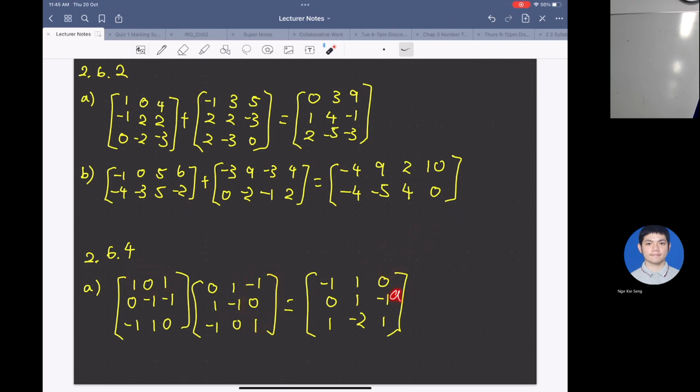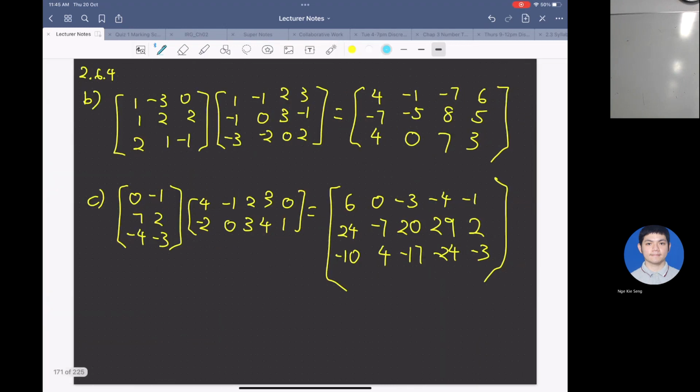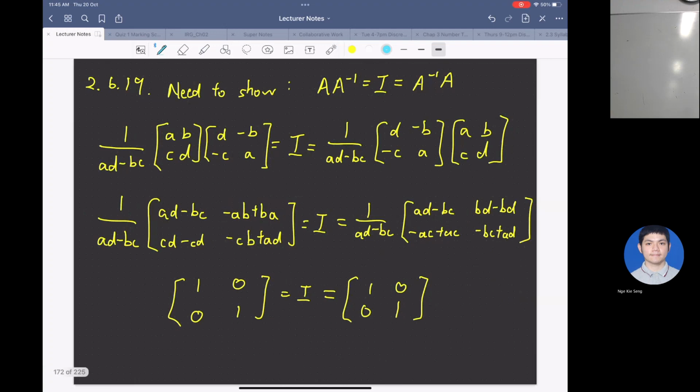For example, let me write down. This one is A_{2,3}. So you need to take the second row, multiply the third column. So this is the row, this is the column, and they tell you how to get this number here. And then what else? This one also involves multiplication, to check whether you know that.